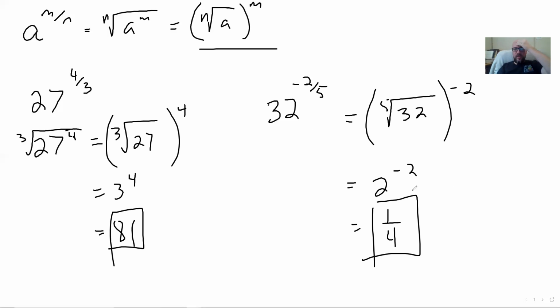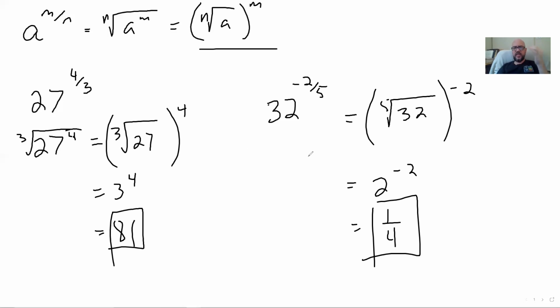Because I'll be honest with you, this is not a super common thing to have to do in general. If you ever have something like this in a practical setting, just jam it in a calculator. If you do 32 to the negative 2/5, your calculator will give you the right answer.